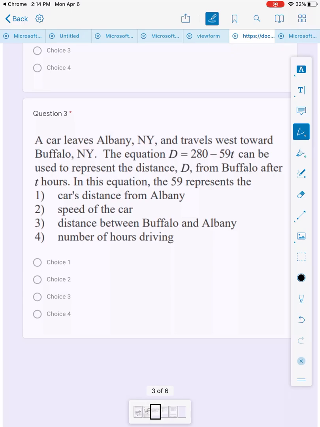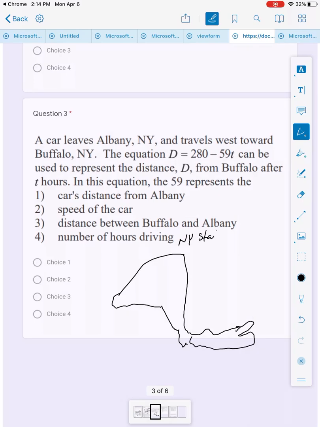All right, so if we look at the state, let's just draw this quickly. There's New York. Okay, Long Island's over here. I know it's not the best drawing, but we're here in Albany, in our capital, and we're going west to Buffalo. Let's say Buffalo is right about there. We travel on I-90 west.